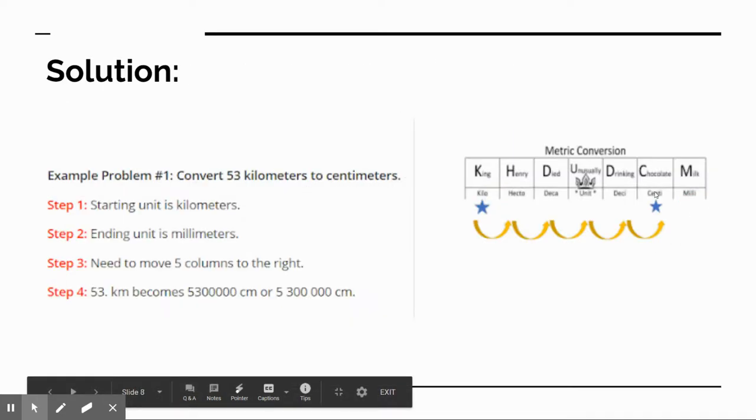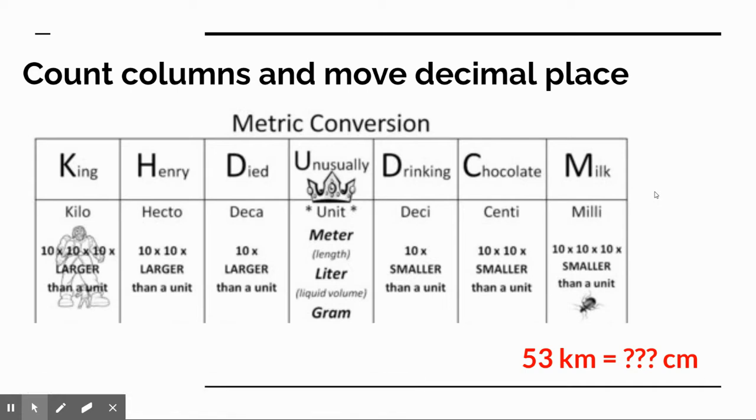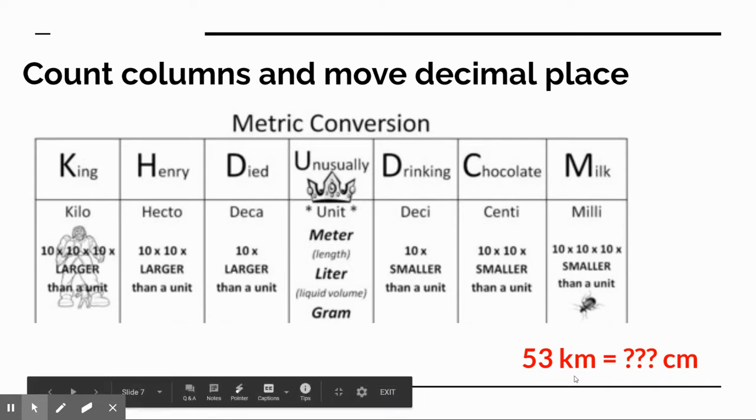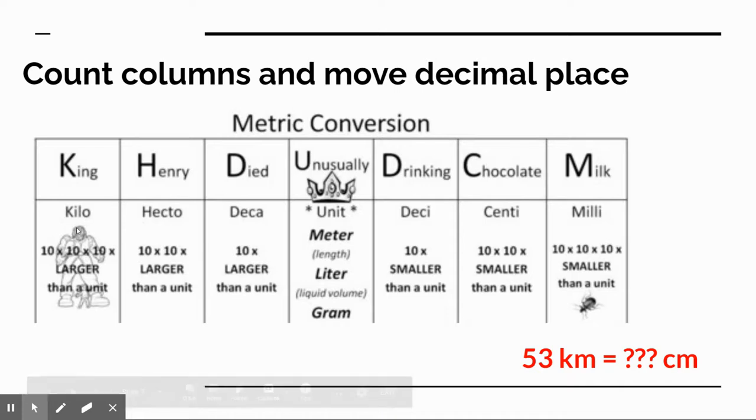Okay, here's an example for you. I want you to try to convert 53 kilometers into centimeters. I'm going to give you a strategy and see if it works for you. You're going to identify first, where are we starting? So in this example, I'm starting with 53 kilometers. You could put one finger on that column. We're going to centimeters, so you could put the other finger on this column.